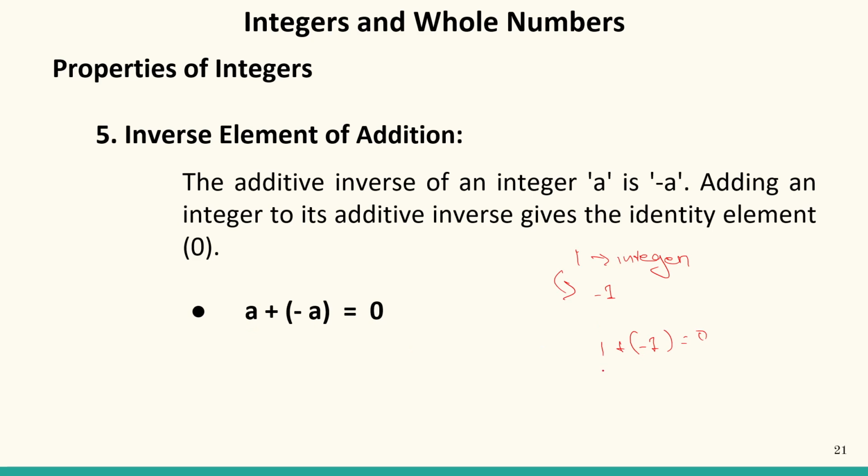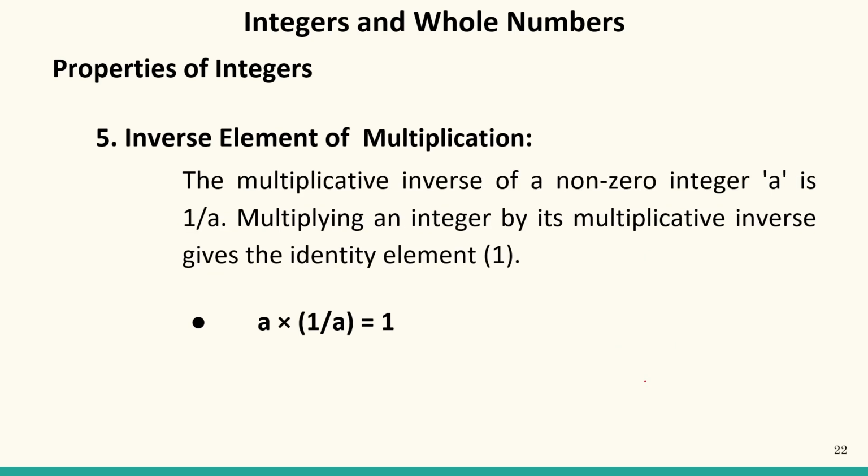Like this, we can see that for each natural number we can get an additive inverse. Like for 2 we can get that 2 plus minus 2 is equal to 0, 3 plus minus 3 is equal to 0. That's how for each natural number we can get an additive inverse, in the natural number set. Okay, so let's explore the sixth property of integers.